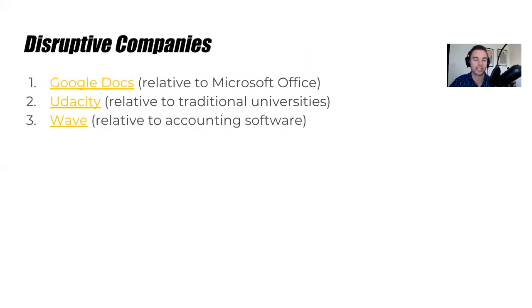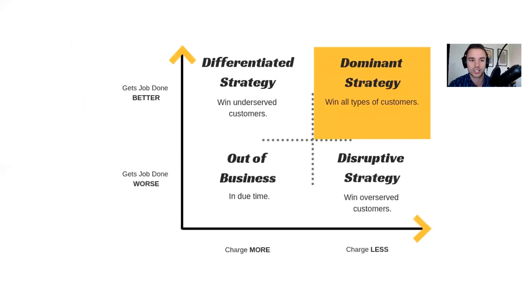And so if we look at some other disruptive companies, just to give you some ideas, since a lot of people aren't familiar with disruptive ones, there's Google Docs relative to Microsoft Word, Udacity in comparison to traditional universities, and Wave to your typical accounting software that is really hard to use. And so those are just some examples. So whenever you're looking at this market strategy, I want you to think about, where do you fit on this spectrum? Are you going to be leveraging a differentiated, dominant, or a disruptive strategy for your business?